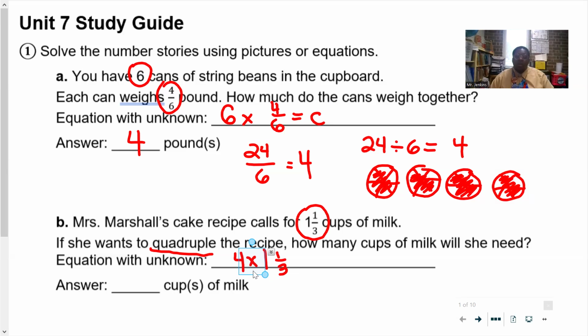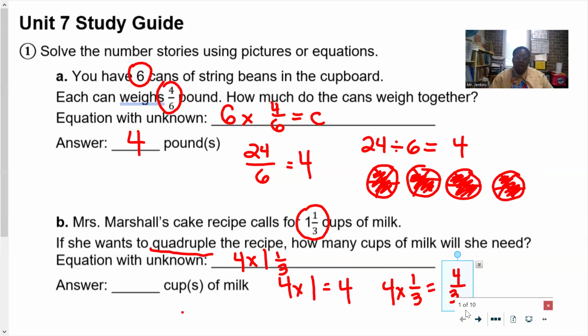Now, when we multiply, there's a couple different ways, and I'm sure you have practiced it. You can either draw it out, or I'm going to decompose and then multiply. Let's try the decomposition. I'm going to break apart 1 1/3 into 1 and 1/3. Now I can multiply 4 times 1 and 4 times 1/3 and then combine my answers together. So 4 times 1 is 4. 4 times 1/3 is 4/3 because you want to keep the denominator the same.